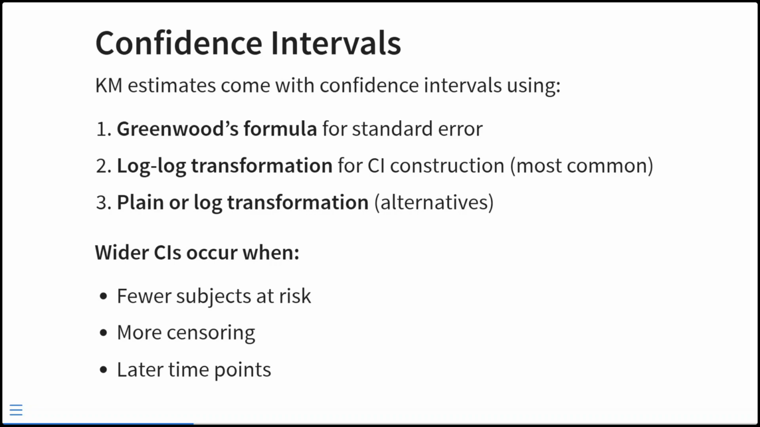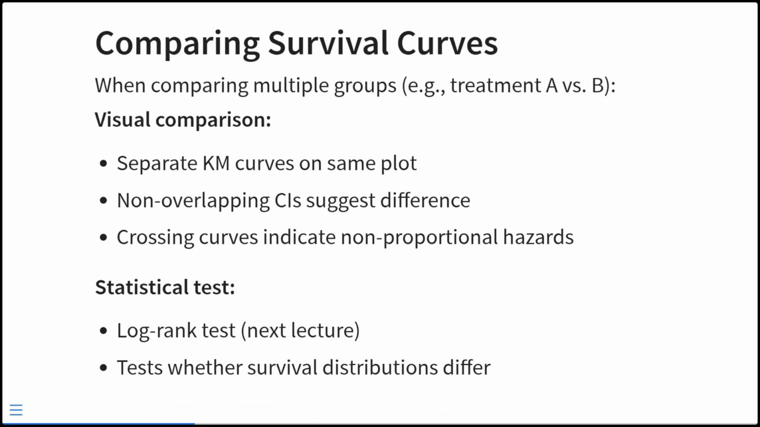There are also situations whereby you can experience wide confidence intervals of your survival probability. This is whereby fewer subjects are at risk, or you have more censoring, or you have later time points. So anytime you have these 3 scenarios, it's possible that your confidence intervals are going to be wide.